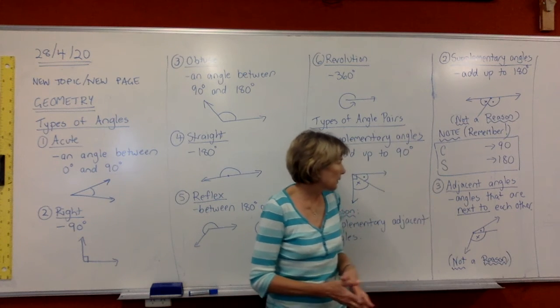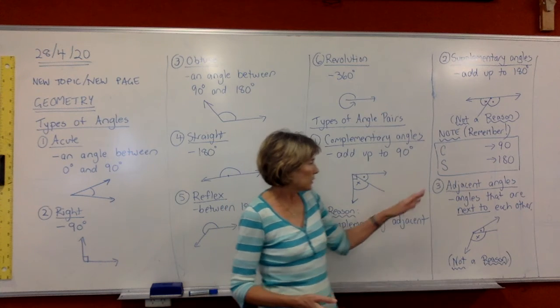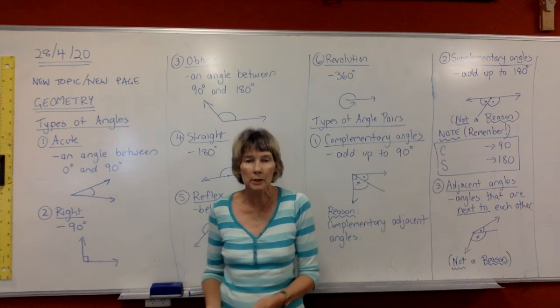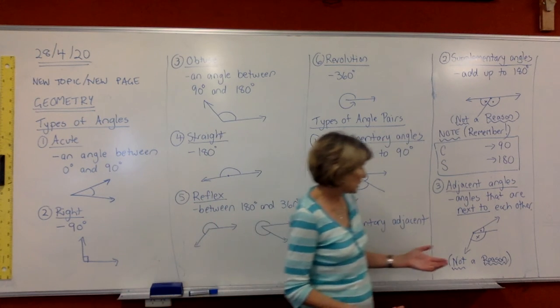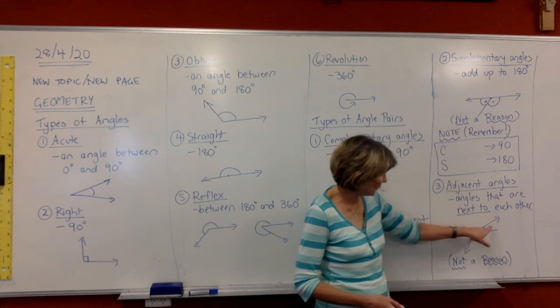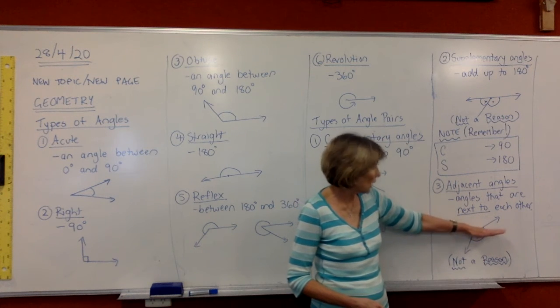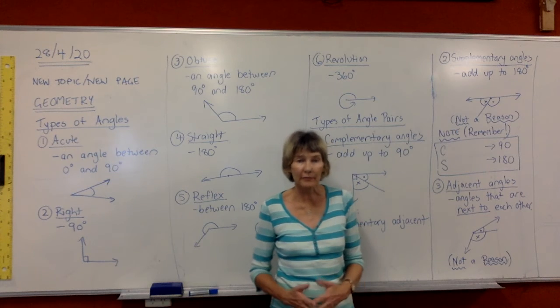Alright, the third one down the bottom here is adjacent angles, which we were talking about before. Adjacent just means next to. So the house adjacent to yours is the house next door to yours. An adjacent angle is the angle next door to your angle. Okay, so if you look at these two angles here, they are next to each other. They share a common boundary, just like you and your next door neighbour share a common fence.